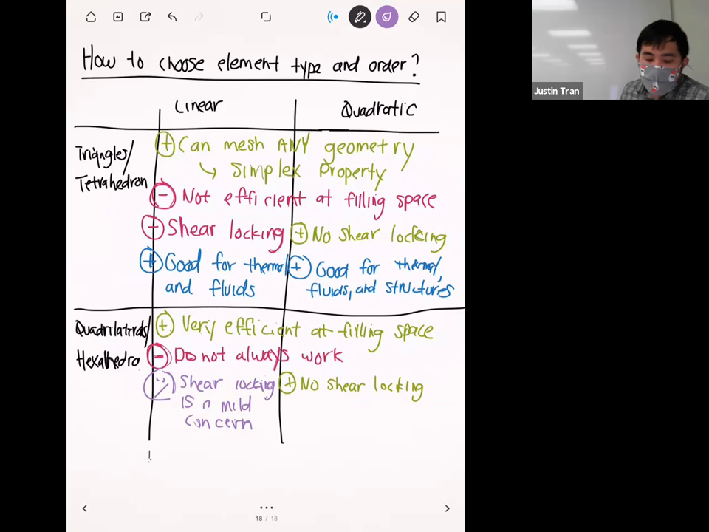And so, it definitely wouldn't be as bad as the linear tetrahedral, but it's still a concern because you don't have all the quadratic terms that the quadratic element has. Okay. All right.